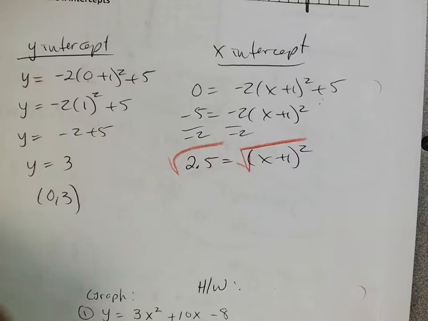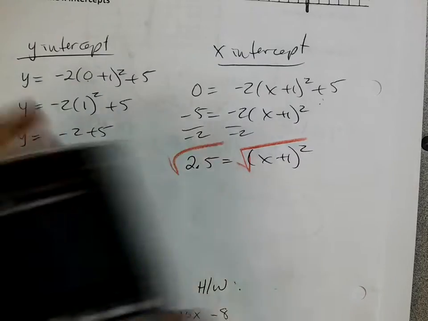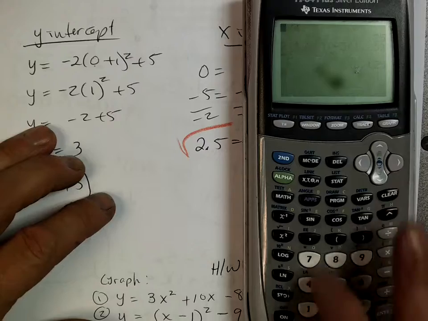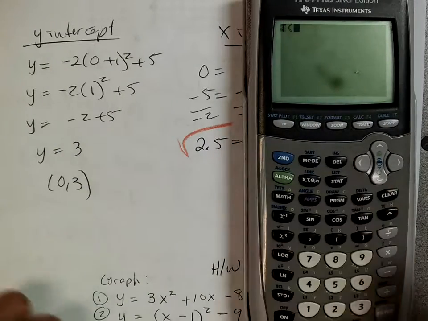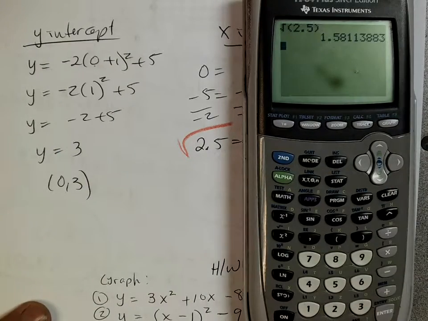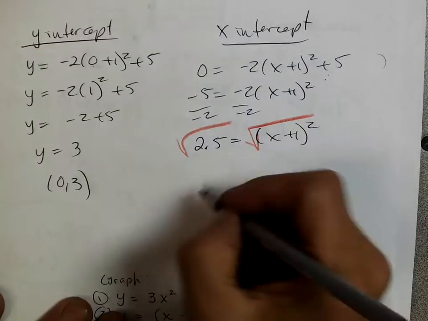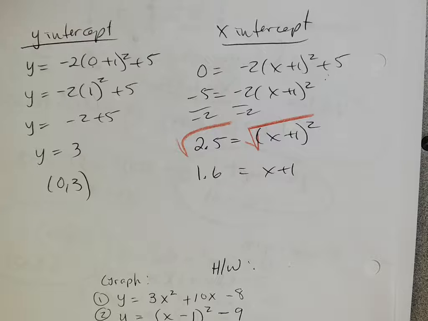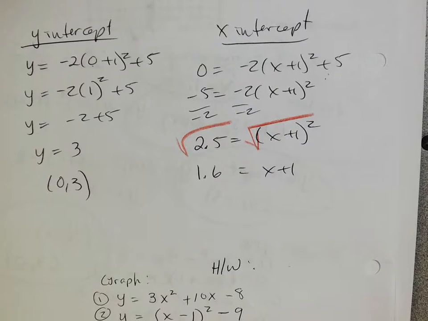Square root, right? So in this case, since I need an answer, I'm going to use my calculator because there is no square root of 2.5 that I know. What is the square root of 2.5? I get an answer of about 1.6. I always round to the nearest tenth because I'm graphing it. That's the best I can do, 1.6. So I get 1.6 equals x plus 1. But wait a minute. There should be two answers, shouldn't there?